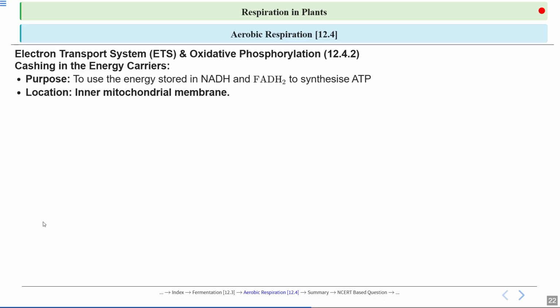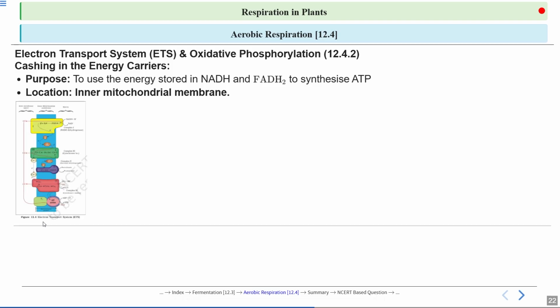Now, if we talk about the location of this process, all of this happens in the inner mitochondrial membrane. This is a specialized area in mitochondria where the electron transport system is set up. So here in the image, we can see the electron transport system, which is present in the inner mitochondrial membrane. We will look at each of these complexes in detail.